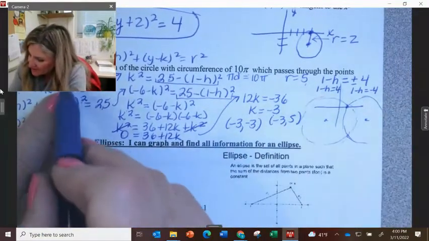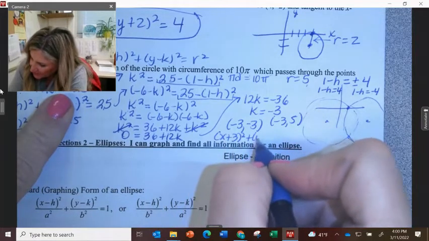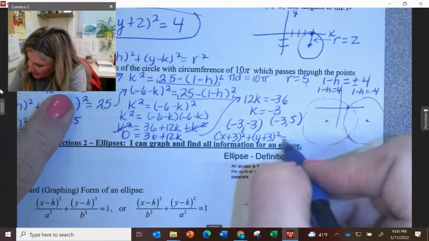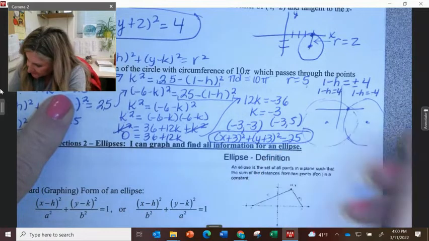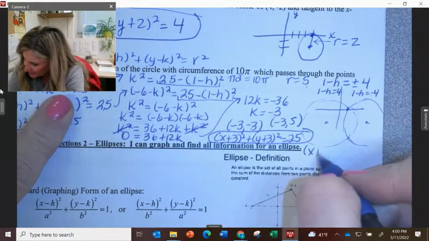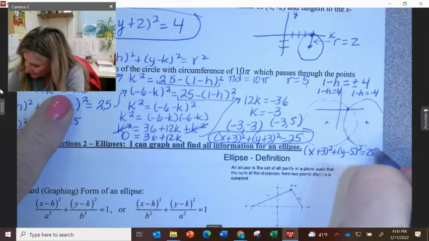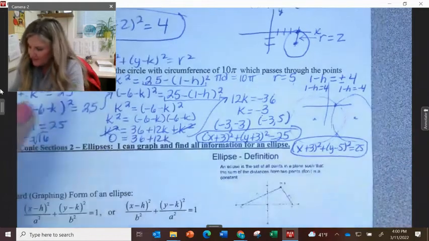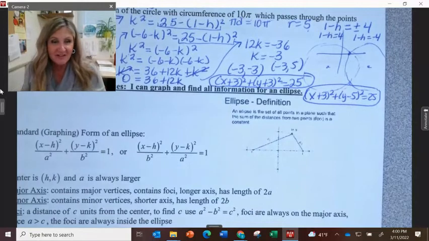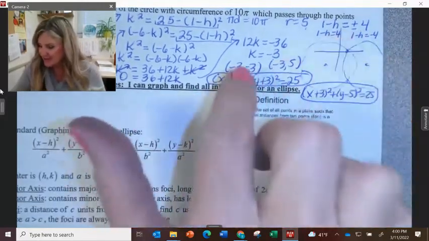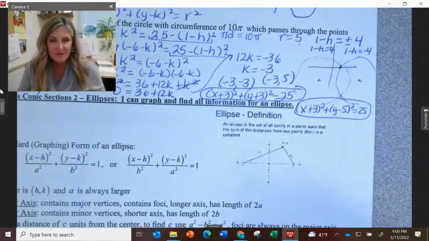So my two equations, I got to write the equation still, would be (x plus 3) squared plus (y plus 3) squared equals 25. That's one of them. My other one would be (x plus 3) squared plus (y minus 5) squared equals 25. Okay, so we got it. We might want to check it on Desmos, just see if it looks right, see if it passes through those points it's supposed to pass through. But yeah, that makes sense, getting those two circles.